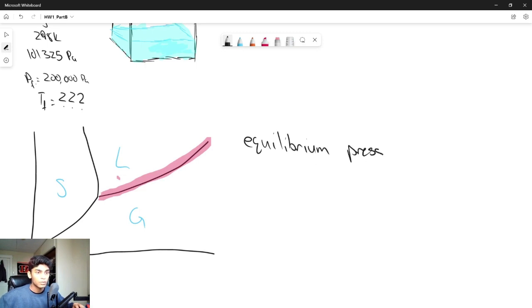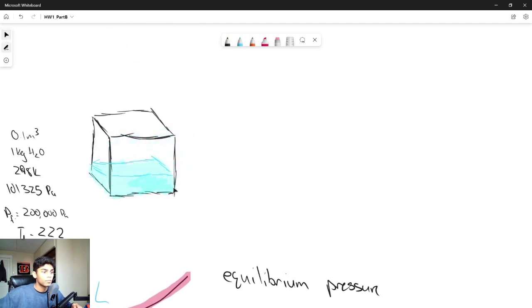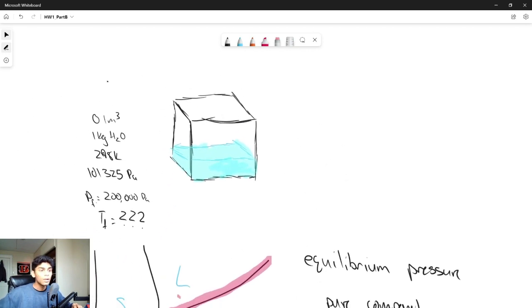Equilibrium pressure, or the pure component saturation vapor pressure. And what that is, if we look back up at our diagram here, we can see that we have some liquid water here and vapor water in the headspace.